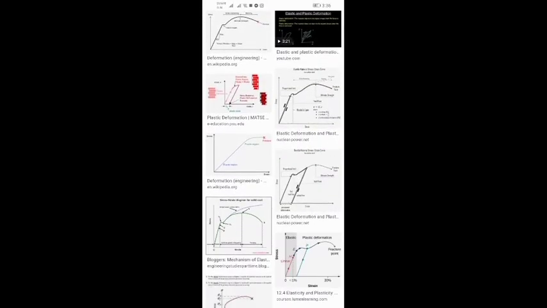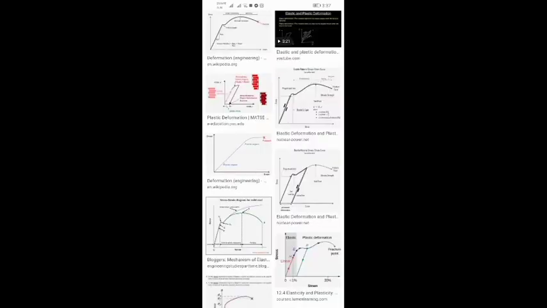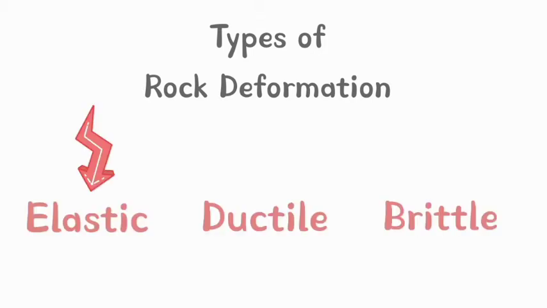deformation. So I tried to search if I could get reference pictures about rock deformations and its types, but all I got are these overly complicated figures and we don't want that, so I animated small clips for us to easily understand this topic. There are three types of rock deformation: elastic, ductile, and brittle deformation.